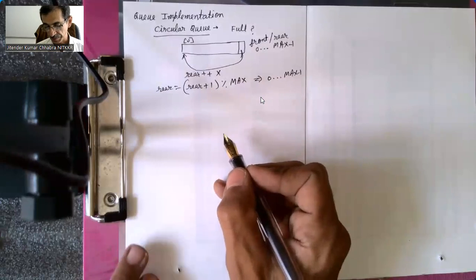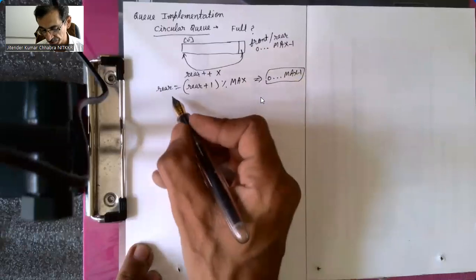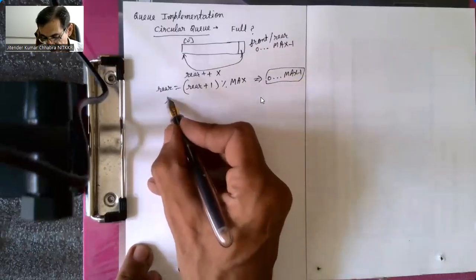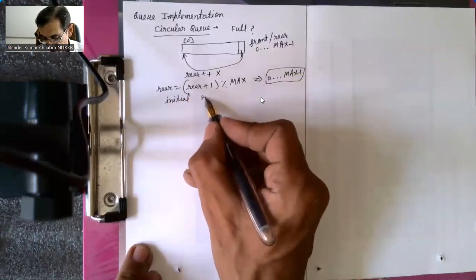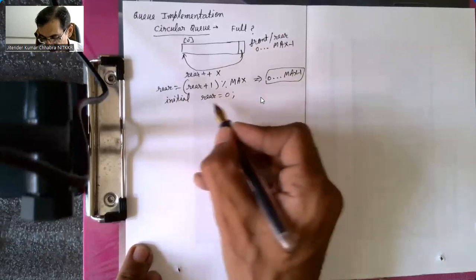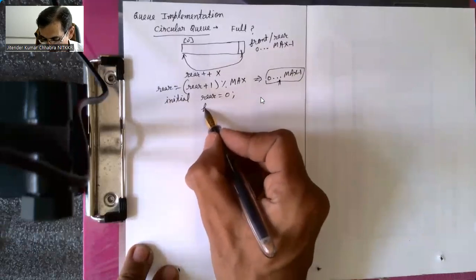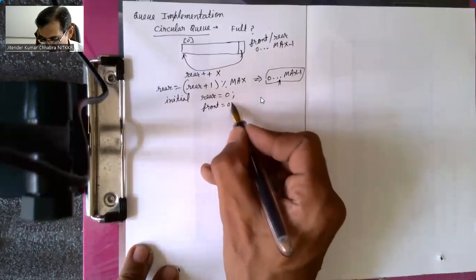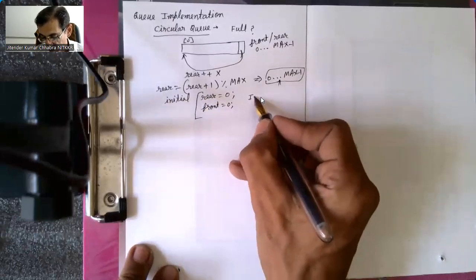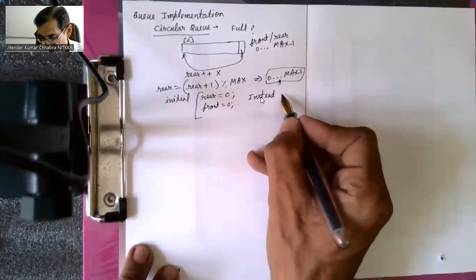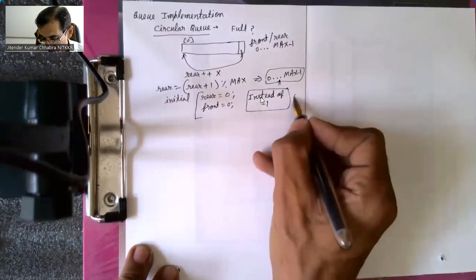Hence, based on that, since I want all these values to be between 0 and max minus 1, my initial values of rear as well as front should be taken from some range between 0 and max minus 1. Any one can be used. So maybe we can do rear equal to 0 and front equal to 0 initially instead of taking it as minus 1. Of course, you could think that minus 1 can work, but in a special situation it can create a problem. So we will talk about that later.